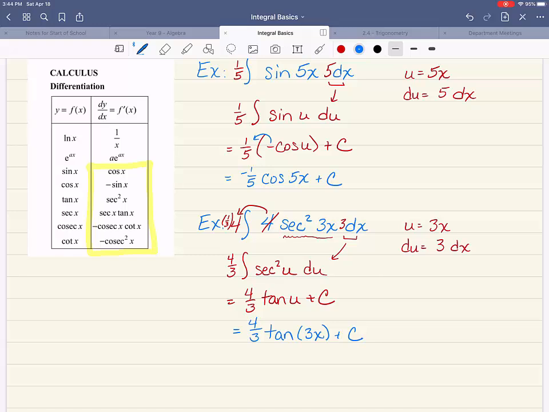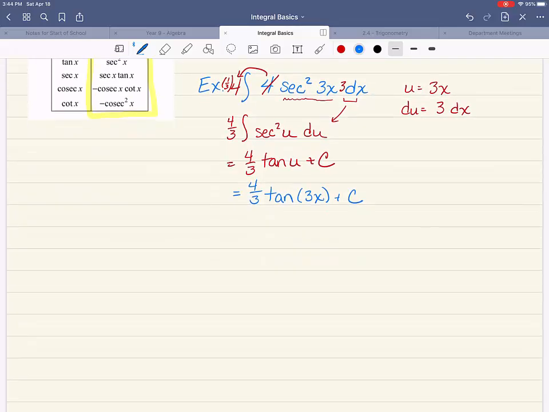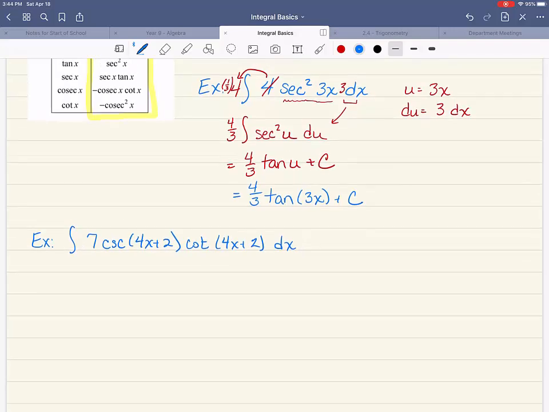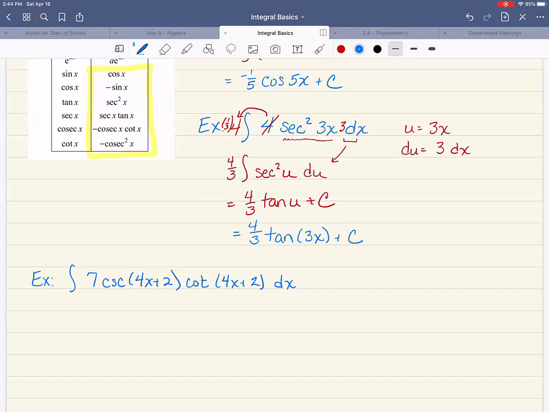All right. Now, sometimes you will see multiple trig functions within your problem. So let's talk about what to do when that happens. The next problem says 7 cosecant of 4x plus 2 cotangent of 4x plus 2 dx. Two different trig functions. Sometimes it is better to go ahead and refer to the chart before you start.